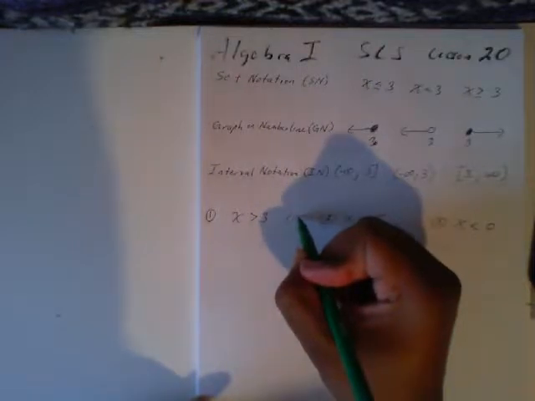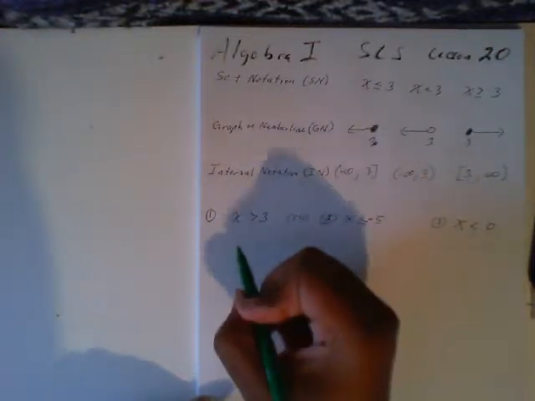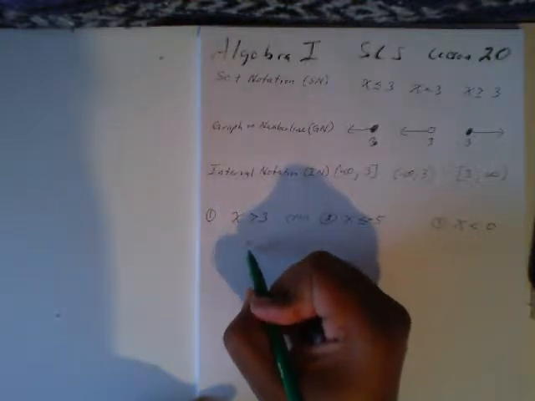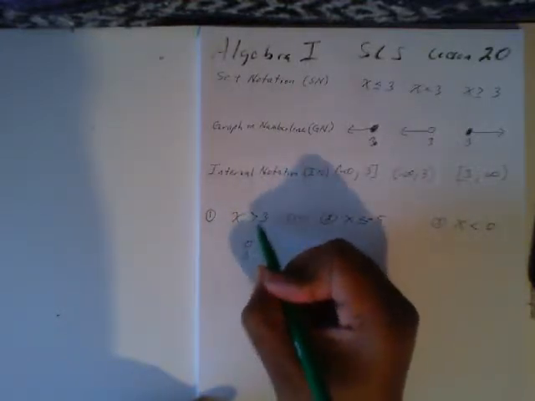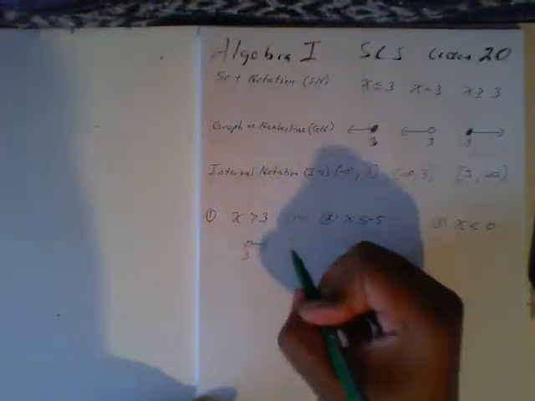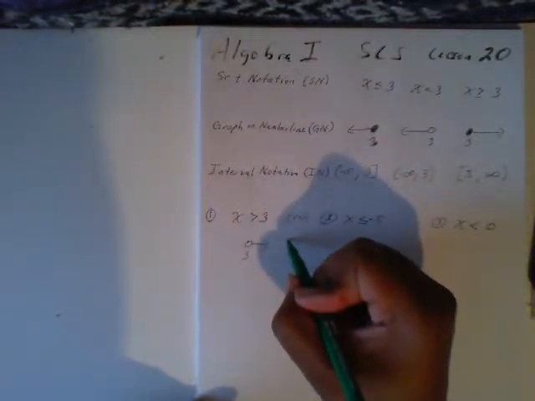Right now we're given set notation, so this is set notation. And we want to do the graph notation first. So I'll put an open circle at 3 since there's no equal sign. And this is greater than, so it'll go to the right. So this is the graph notation.